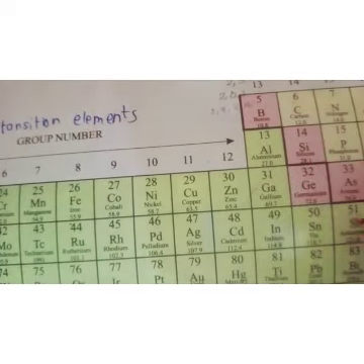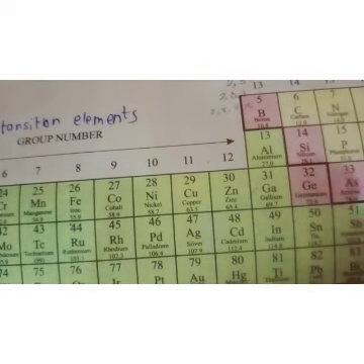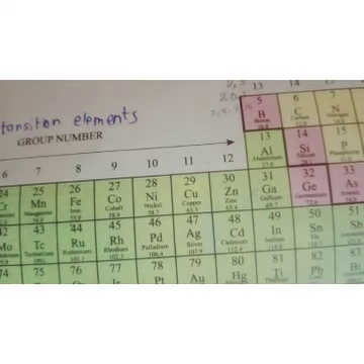Then this zigzag line, with boron, silicon, germanium, arsenic: the elements separated by this zigzag line are metalloids. They are semi-metallic or semi-metals in nature. They have the character of both metals and non-metals.